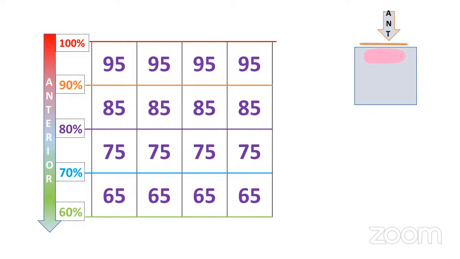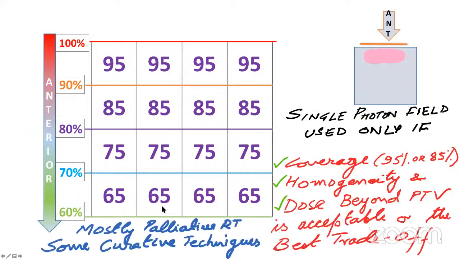But if it is a curative setting, then you see that 95% of the prescribed dose is needed. So that's why in a curative setting, very seldom would you use a single anterior or single lateral photon field, except maybe when it's at only a few centimeter depth, like some orbit or something else. There are very few selective situations where you would use a single photon field for a curative setting. Because the other issue is that there will be exit dose, since it is going through and through. So you would use it only if the coverage of 95 or 85% is acceptable.